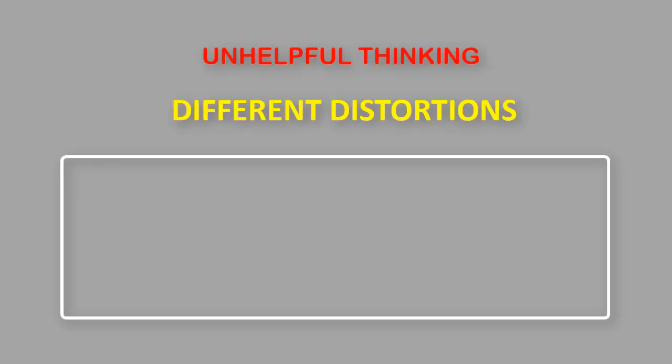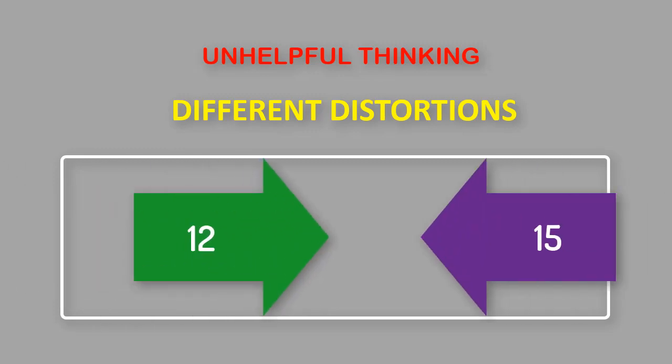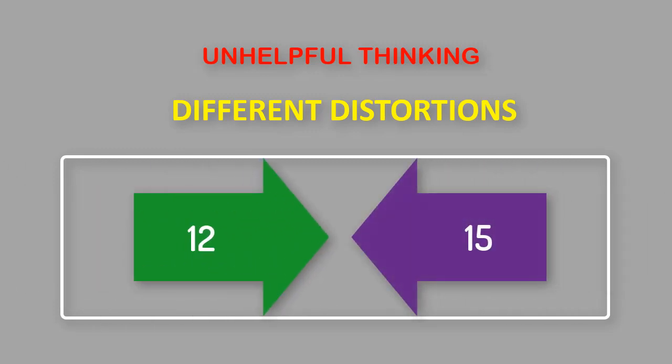So there are at least 12 to 15 different types of cognitive distortions, depending on whatever book on CBT that you read. I'm going to explain the 5 most common ones that are the most likely to lead you to feelings of being upset and lead you to feelings of being angry.